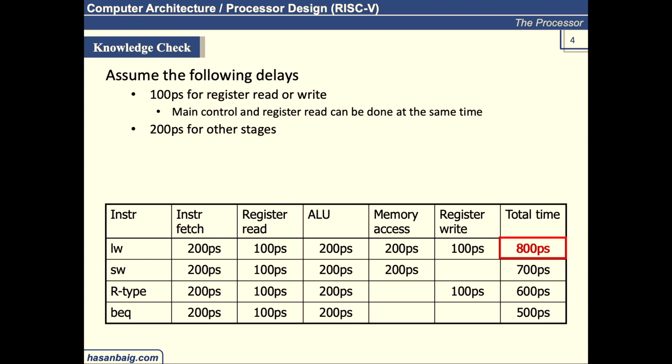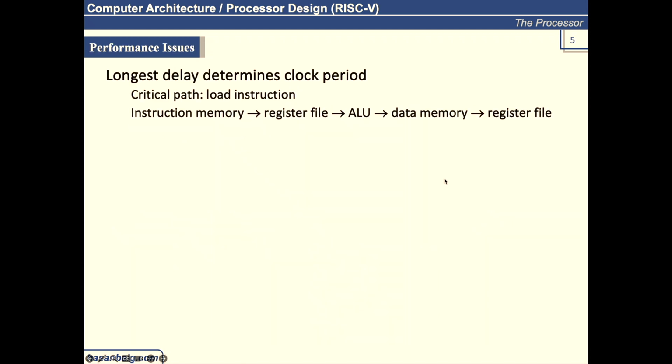And if you're running a loop for a million times, then you can imagine how much performance deterioration it will cause. So clearly, the longest delay determines the clock period. The longest path, which is called the critical path, is determined by the LW instruction, which goes through the instruction memory to register file, then ALU, then reads the data from data memory, and stores it into the register file. This is the longest path of instruction execution, which is taken by the LW instruction.